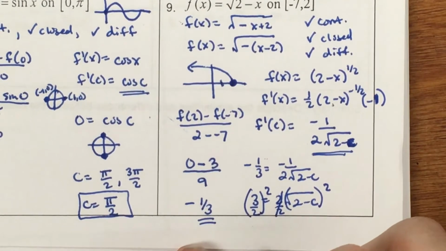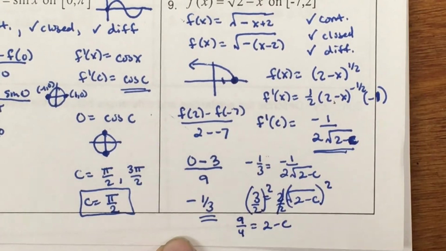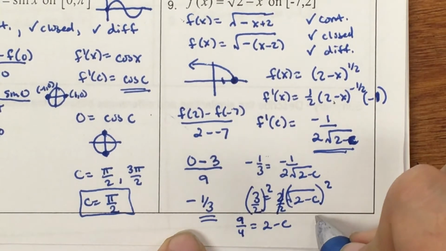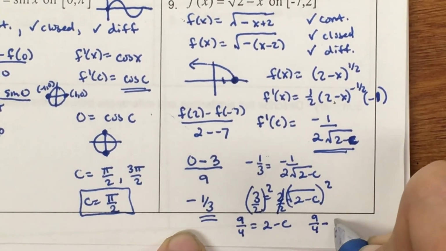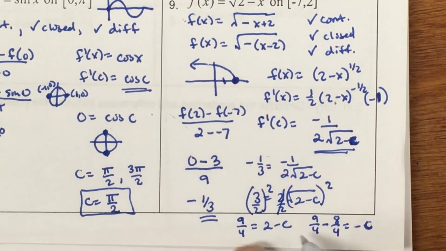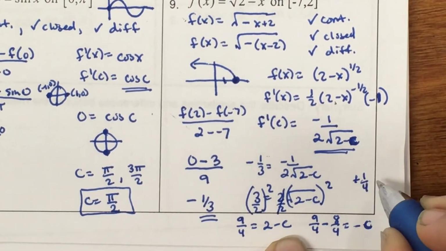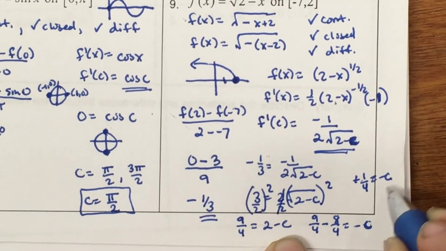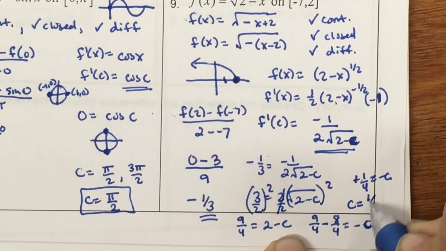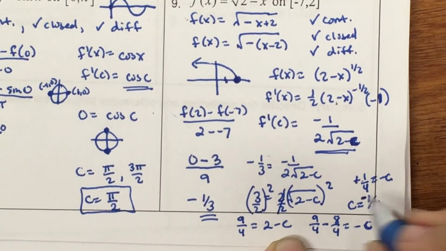So I've got 9/4 equals 2 minus c. So I'm going to subtract the 2 to the other side, which would be 9/4 minus 2. But instead of writing 2, I'm going to write 8/4, equals negative c, since 8/4 is the same as 2. 9/4 minus 8/4 is negative 1/4. No, it's positive 1/4 equals negative c. And then divide both sides by a negative, and you get c equals 1/4. C equals negative 1/4. Yeah, there you go.